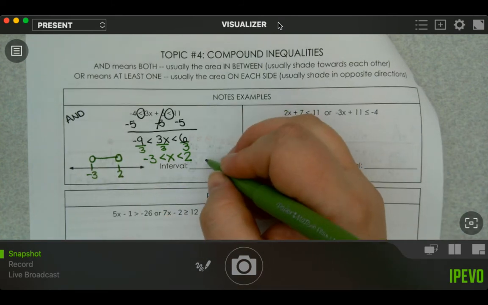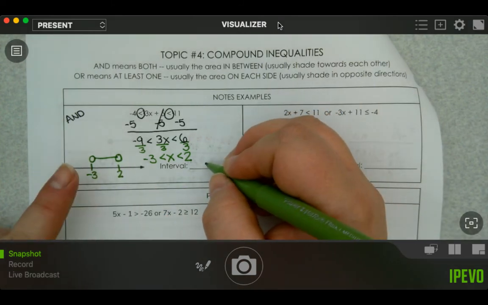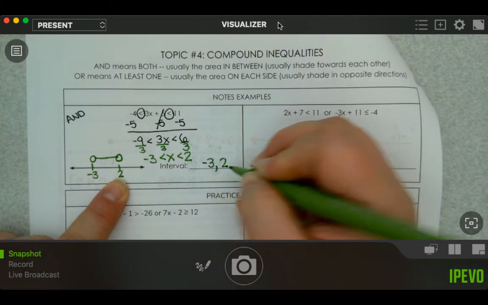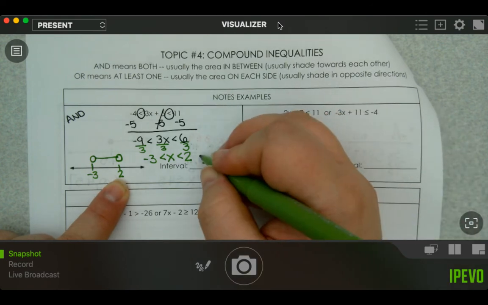And then my interval notation, well, the left side of this graph is negative 3, the right side of this graph is 2. I don't see any closed circles, so they're both going to be parentheses.